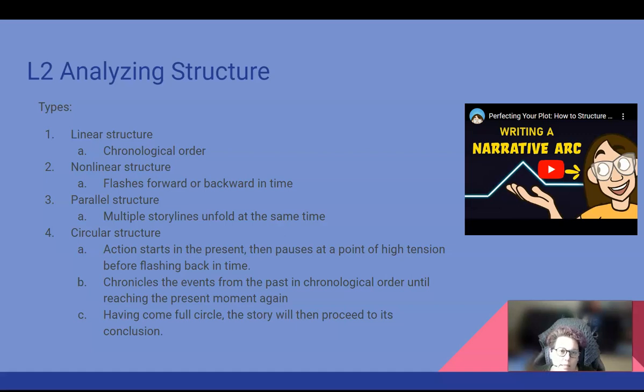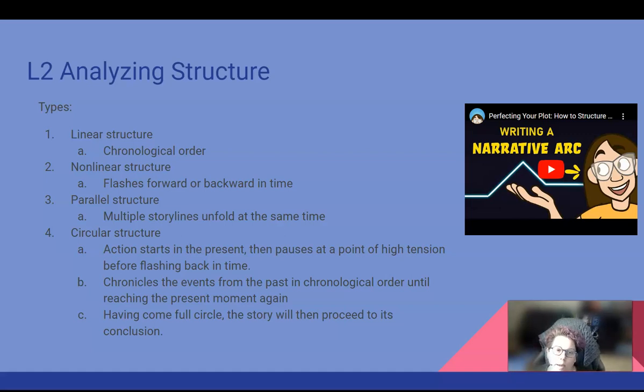Okay, in lesson 2, we're going to talk about analyzing the structure of a literary text. So there's different types of structures. There's linear structure, which, like a line, just goes in the chronological order of the events. So it's like a timeline, and everything happens in sequence. And then there's nonlinear structure, and that's where it might flash forward or backward in time.